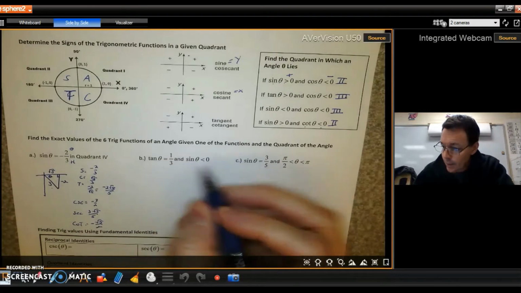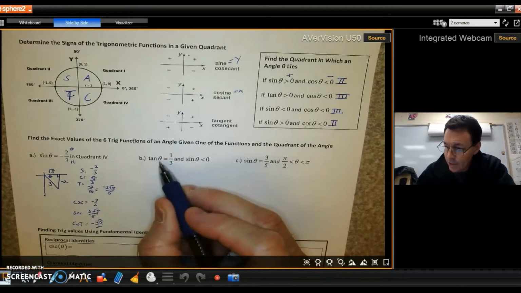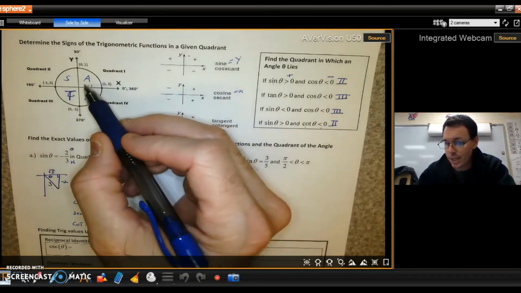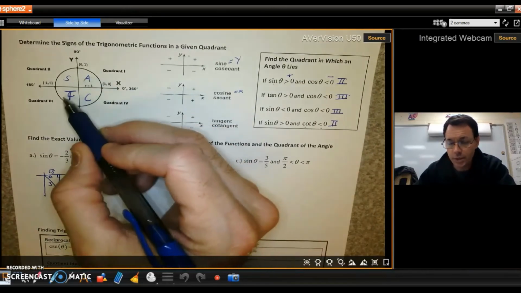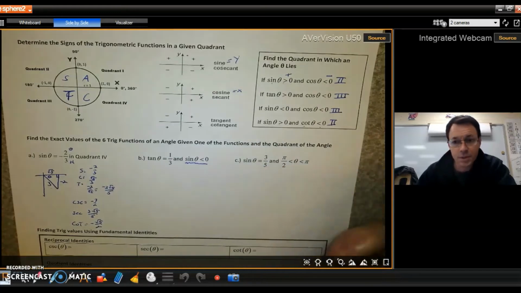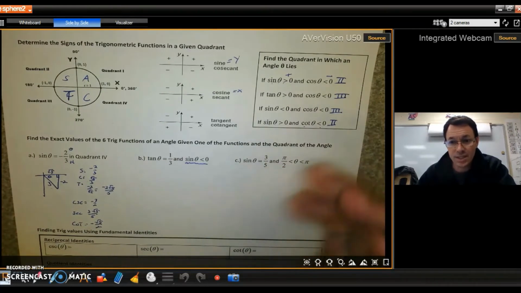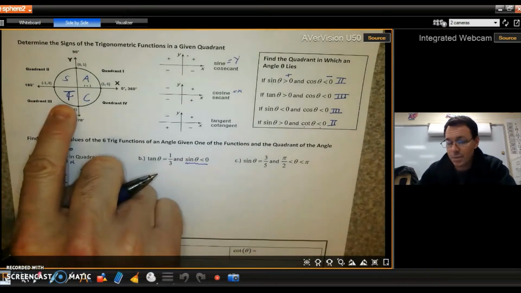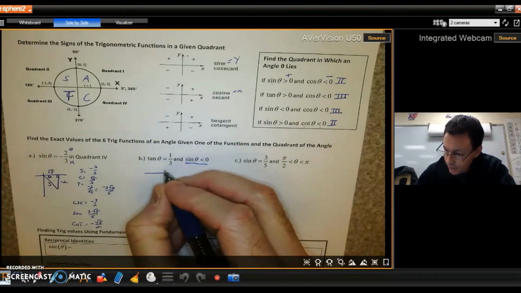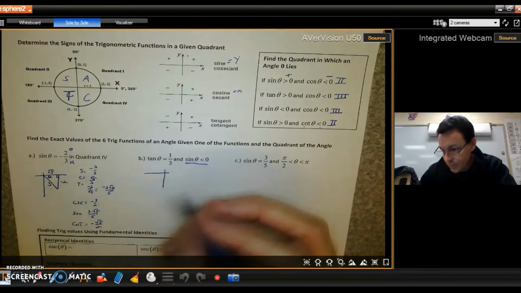Okay, so B, the tangent of this angle is 1/3, so it's positive 1/3. So I know that this angle has to be in one of these two quadrants. Then they're telling me, oh, by the way, the sine of this angle that we're talking about is less than 0. It's negative. Okay, so that means I'm in quadrant 3. So I'm going to draw the triangle in quadrant 3. So there's my quadrant 3.